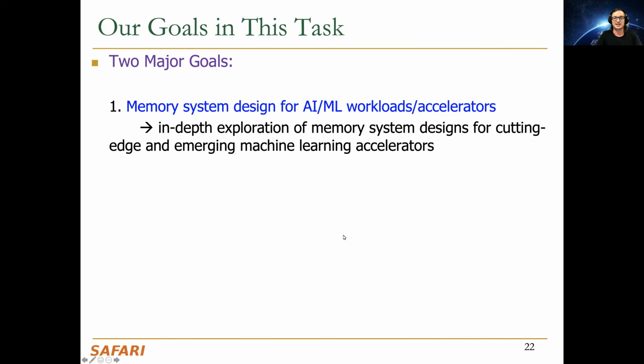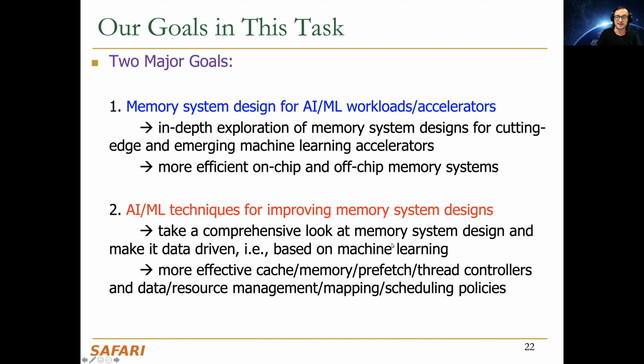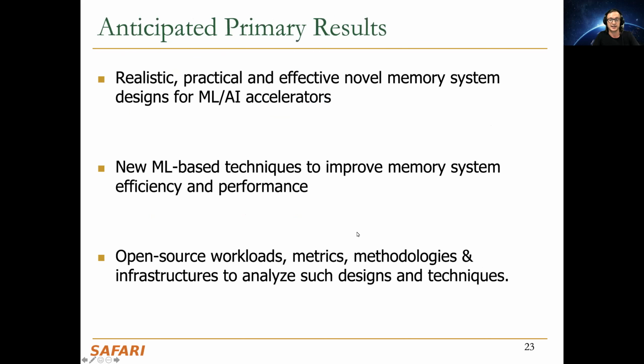And we also want to use AI, ML techniques for improving memory system designs in particular, so that we can make machine learning-based decisions in our systems that can be much better than existing human-driven decisions. And examples are caching, memory prefetching, and we will give examples from prefetching that's going to be published at MICRO 2021. Rahul is going to talk about that in a little bit.